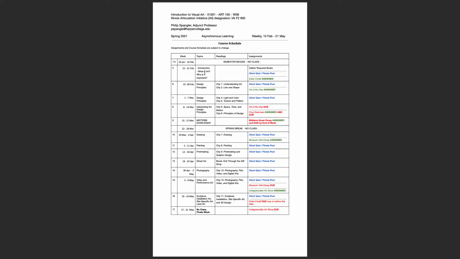In this column we have topics. In this column there's the readings, or where we are in the book. And then in this column we have our assignments. So next week we are talking about design principles. And the readings, chapter 1, understanding art, and chapter 2, line and shape. Now, in the assignments section, we have 3 different colors. We have red, we have green, and we have blue.